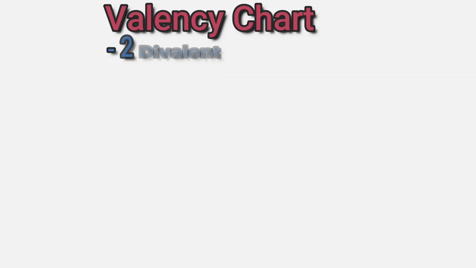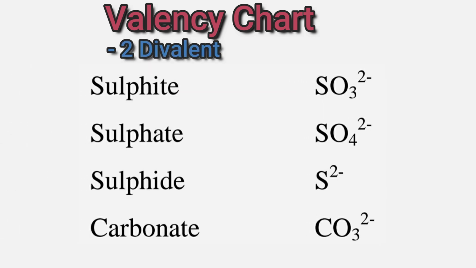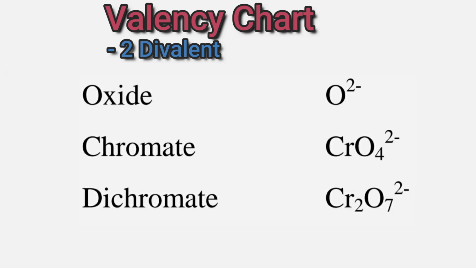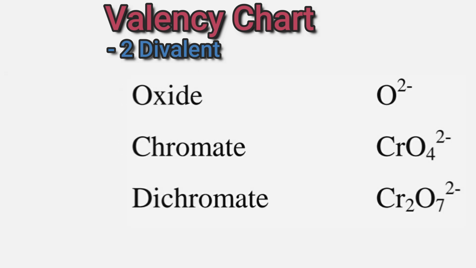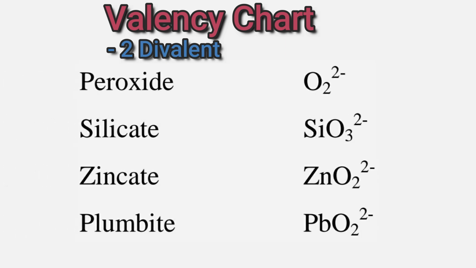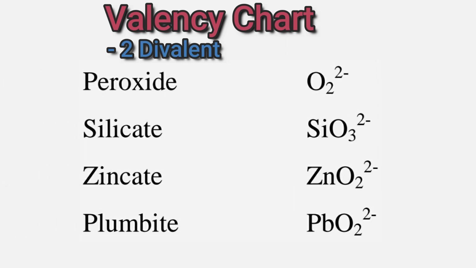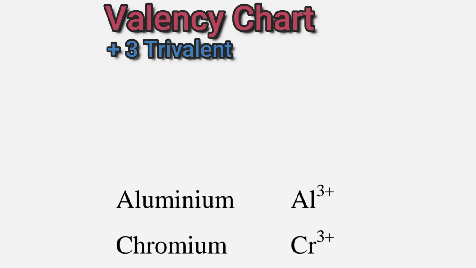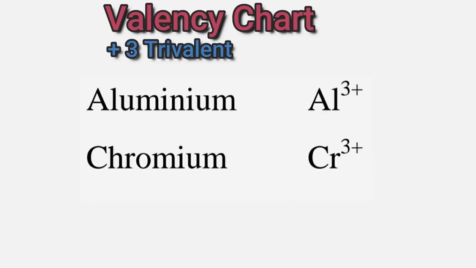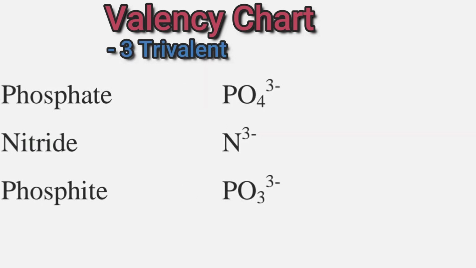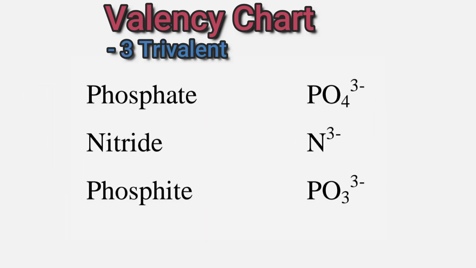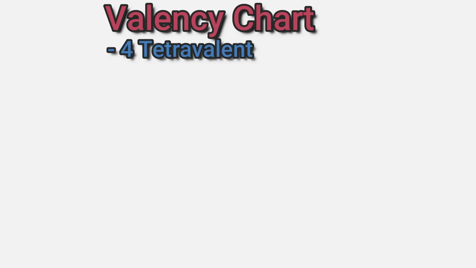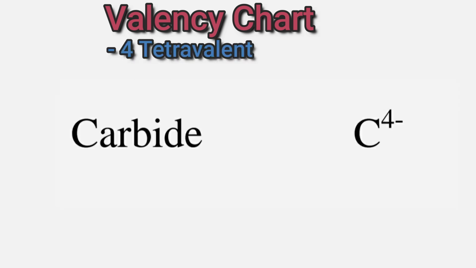In -2 we have sulfide, sulfate, sulfite, carbonate, oxide, chromate, dichromate, peroxide, silicate, zincate and plumbite. In +3 we have only two, aluminium and chromium. In -3 we have phosphate, nitride and phosphite. In -4 we have only carbide.